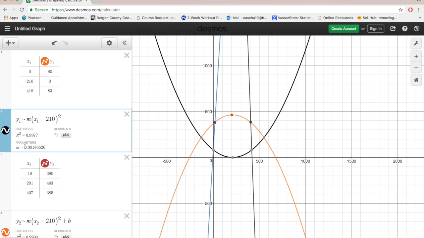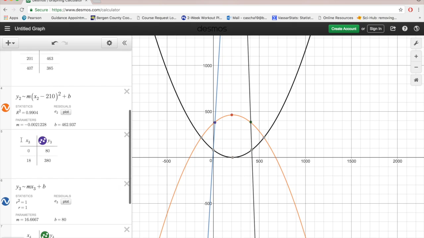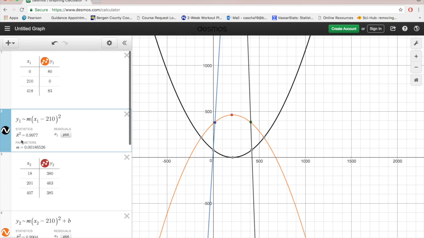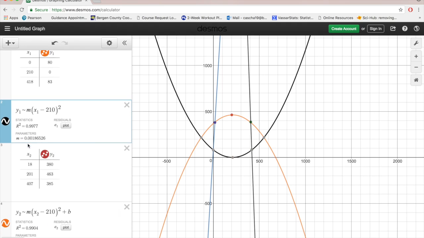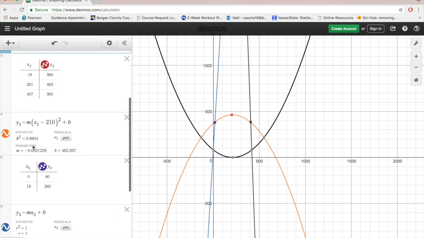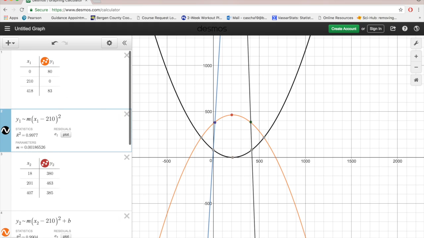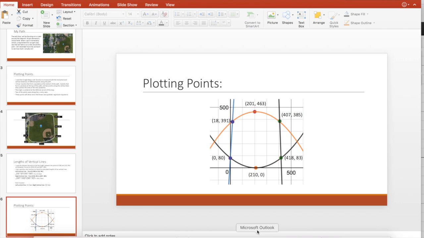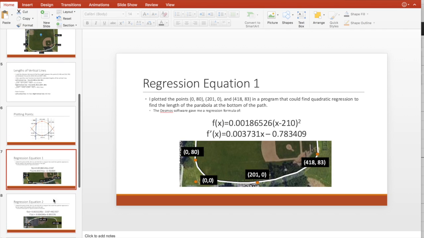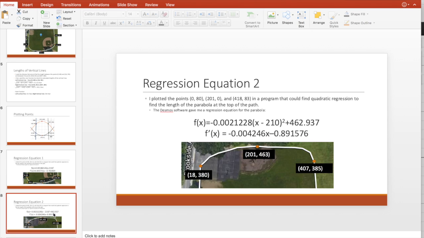For example, this expression right here, containing x sub 1 and y sub 1, relates to the table above it. By entering these expressions, I was able to connect all of the points and find the regression equations of the parabolas and the vertical lines. The values of the variables, for example m in this case, are shown in a smaller font underneath the expressions for the regressions. So after finding the quadratic regression equation for the bottom parabola, I found the derivative of this regression equation. Then, I found the quadratic regression equation for the top parabola and found its derivative.